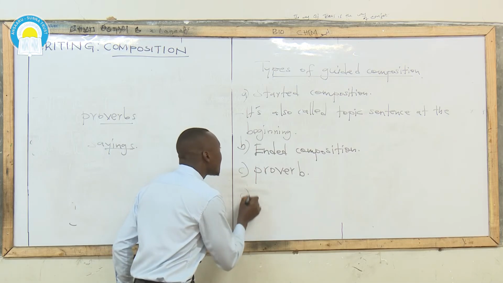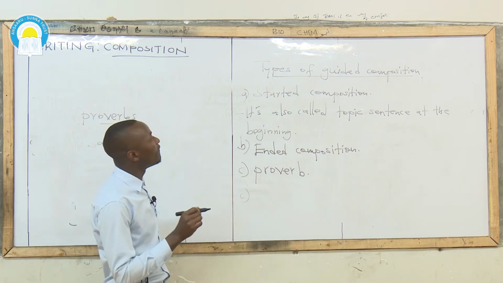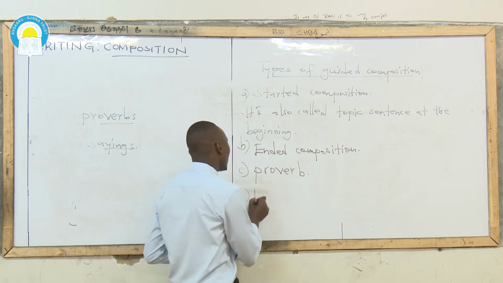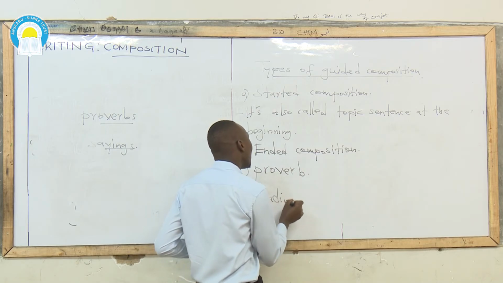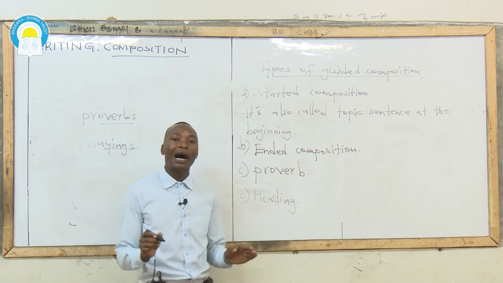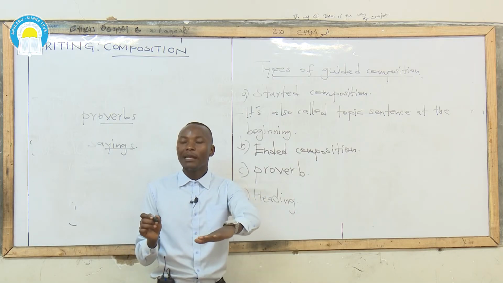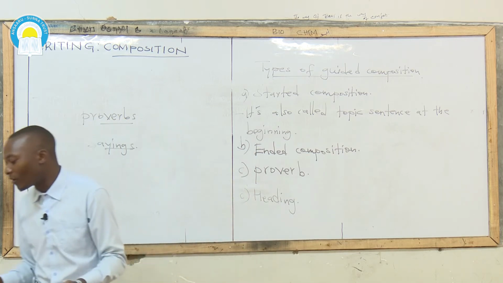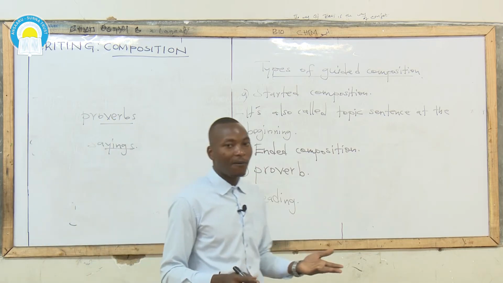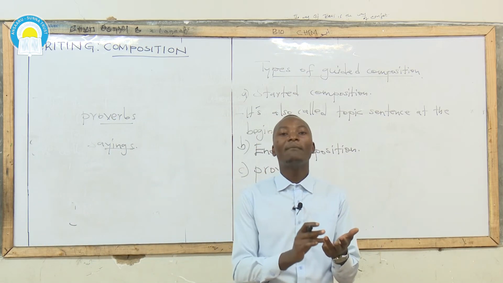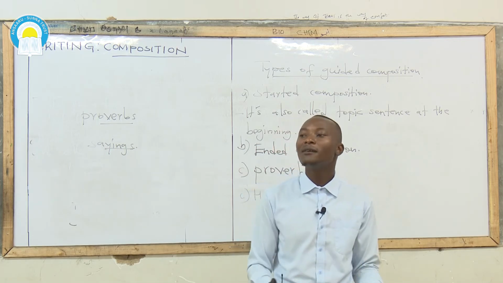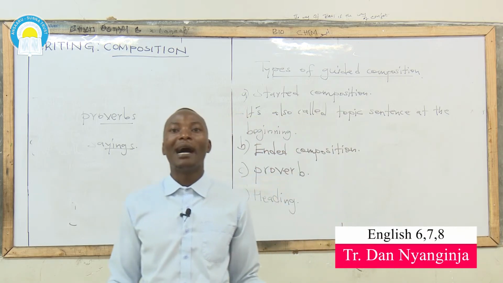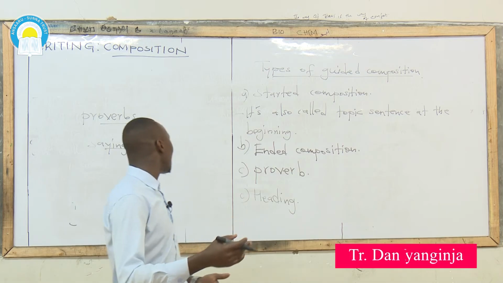Then finally, the last type of guided composition is one where the heading has been provided for the learner. This one is always in lower or middle primary school, middle upper primary school, that is class 4 and 5. The learner is given a heading to write about. For instance, in grade 4 in standard form, the learner can be told to write about my family, my best food, my best teacher, my school, my neighbor, my mother. So all those are examples of headings.